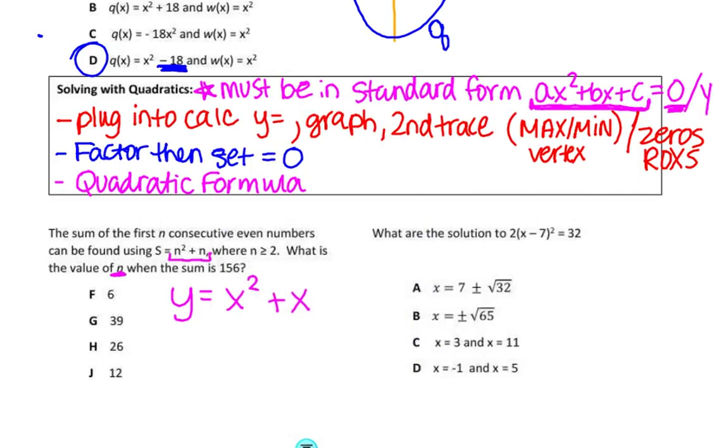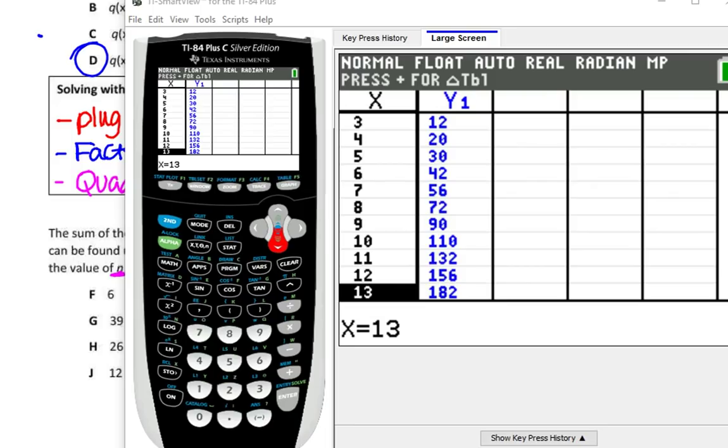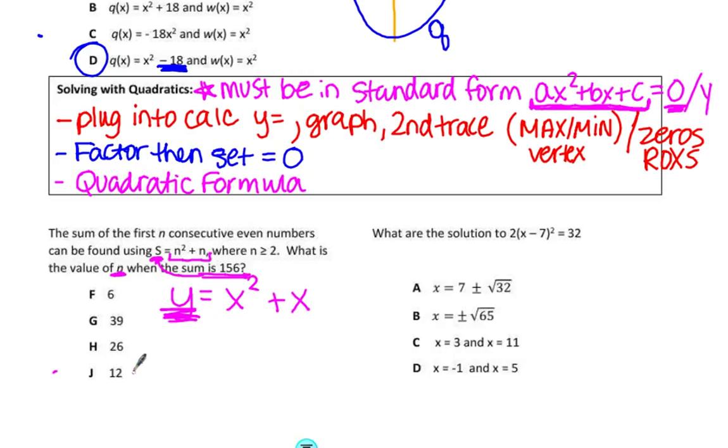So if we look back at the question, it says find when the sum is equal to 156. Well, where is the sum? The sum we are talking about right here, that S, is talking about our y value. So plug that in and look for whenever y is equal to 156. It takes me a minute to scroll on the computer, but you can see here I found where y is equal to 156, and that's when the value of n is equal to 12, or whenever x is equal to 12.